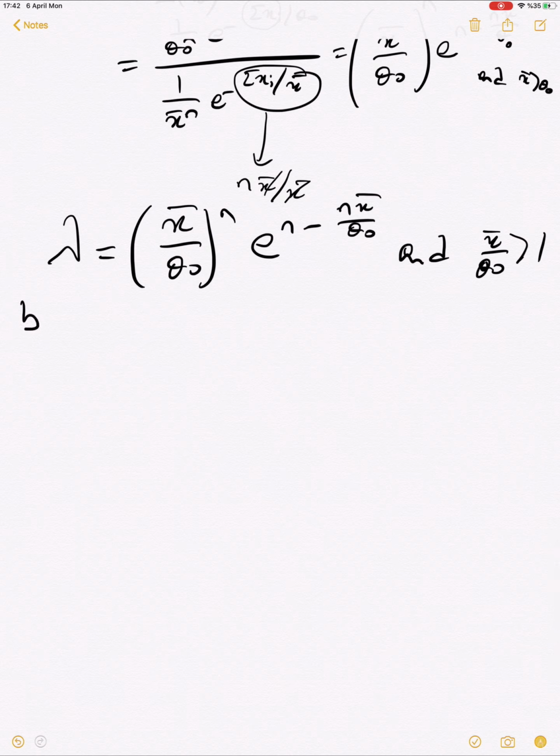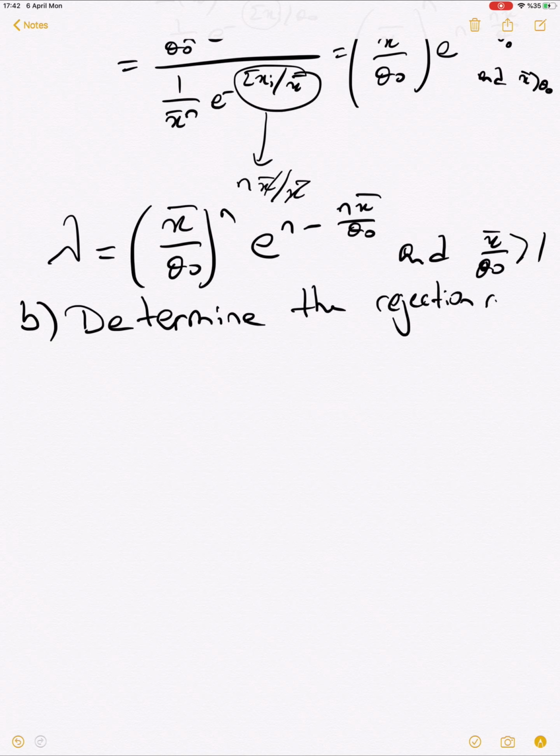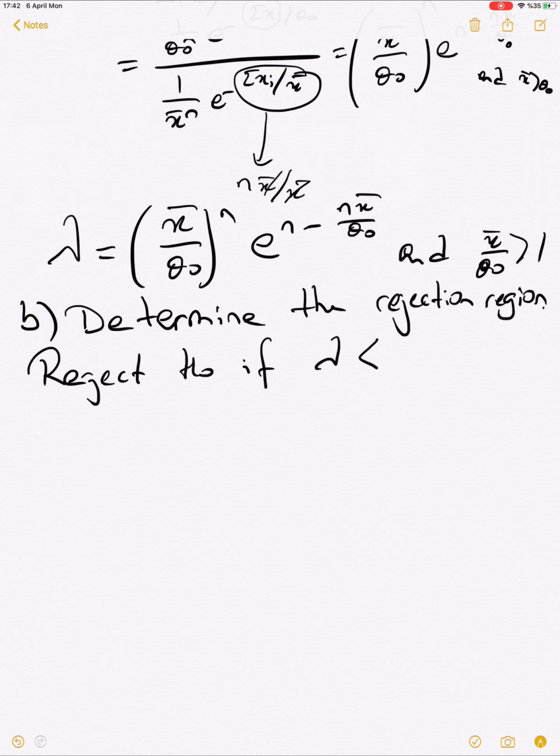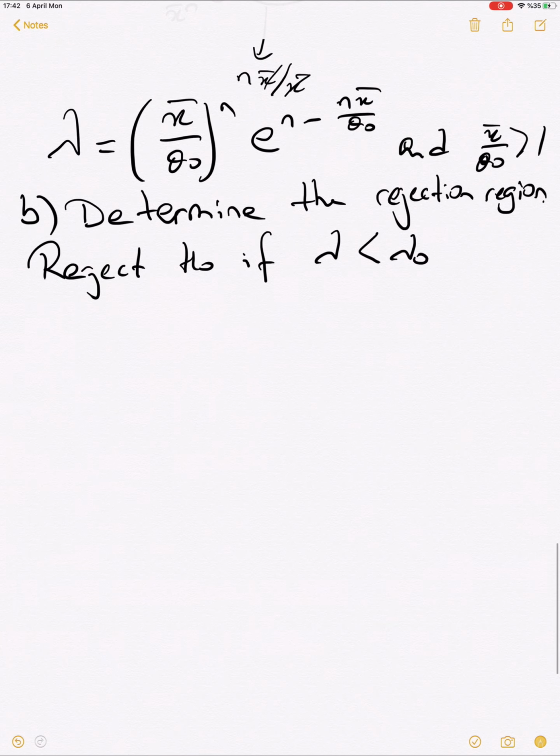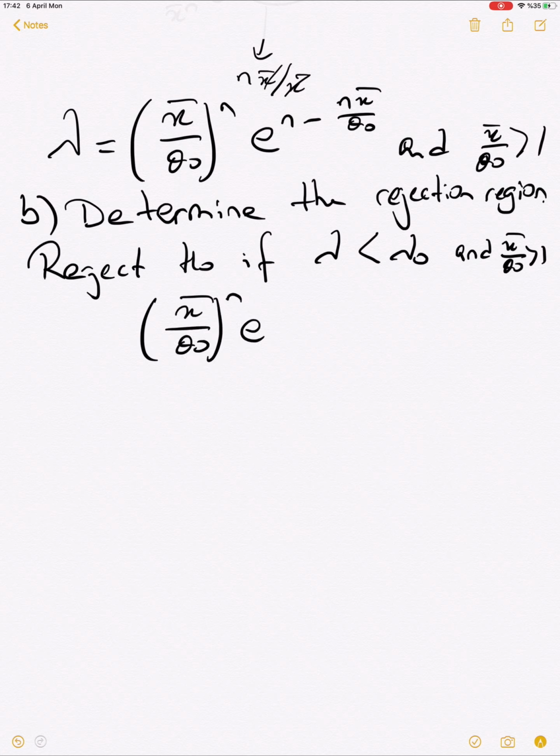And part B, determine the rejection region. Okay, so what is our rejection region? Reject H0 if lambda is less than lambda 0. And we have this constraint with us. Okay, so we have x bar over theta 0 to the n, e to the n minus n x bar over theta 0.